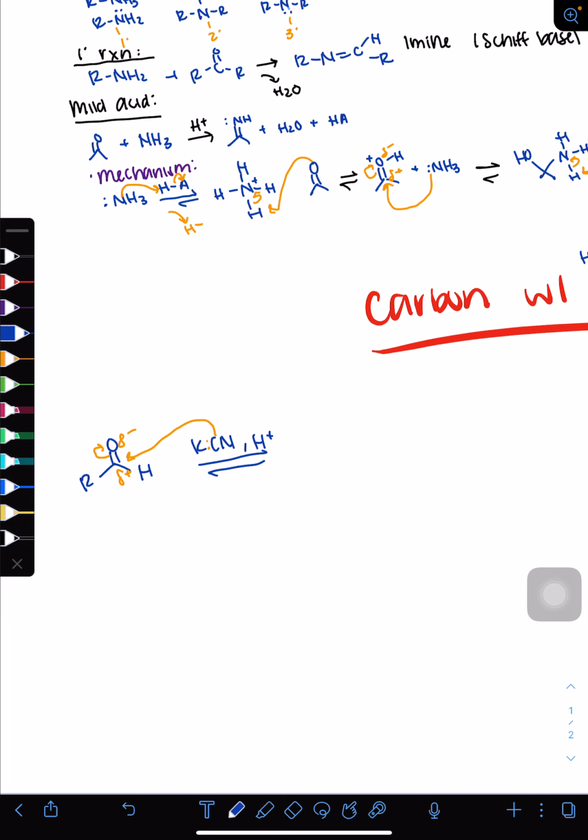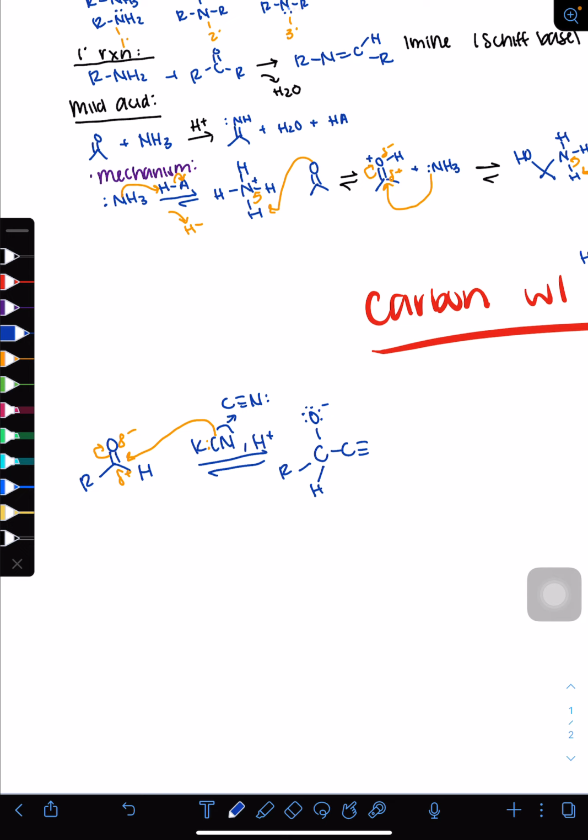which we will get CN, because CN is just that. And this carbon will just have its regular groups that it had originally. So the R, the H, the oxygen, because the oxygen didn't leave yet.